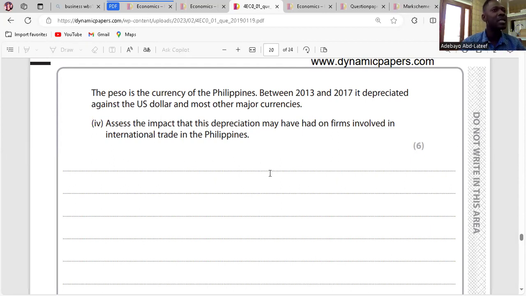The third point is for domestic firms that rely on importation of raw materials, which makes the price of raw materials expensive. As a result, they will be less competitive, which makes them have a fall in revenue. So these are the positives and the negatives of depreciation in the floating exchange rate. Is it clear? Okay.